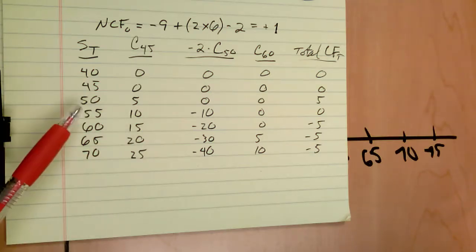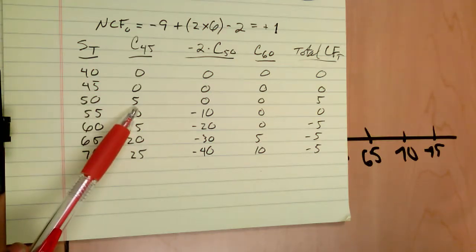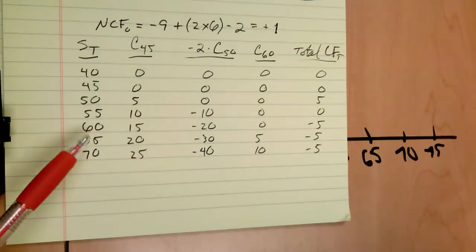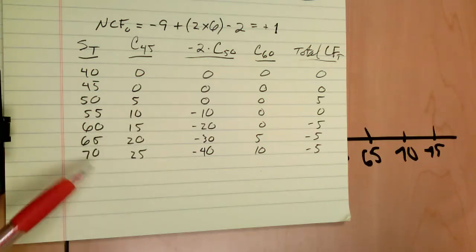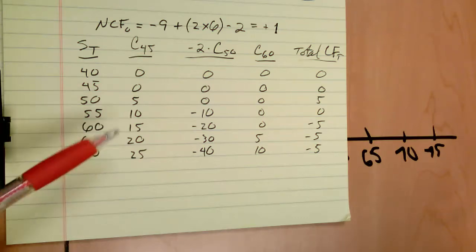So at 46 it'd be 1. At 50 it's 50 minus 45, which is 5. At 55 it's 10. 60 minus 45 is 15, and so on. So here are the payoffs from the first call option.